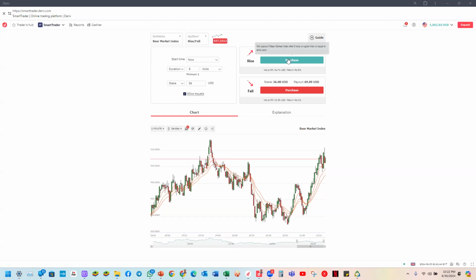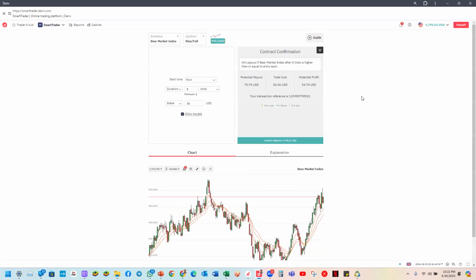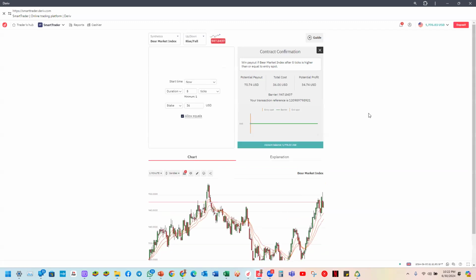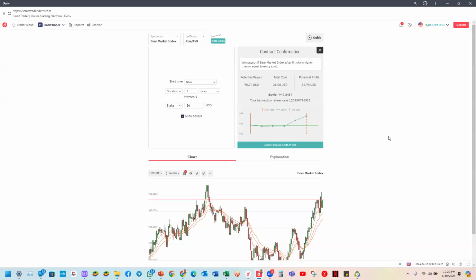Okay. So 1 minute. So let's take a buy. So it's showing to me that the market is going to buy. So let's see. If at the end of 5 movements this thing closed above here, can you see that it tells me that I won the trade? Can you see that in 5 seconds I have made $34.74? Can you see that my balance has changed to 1846?